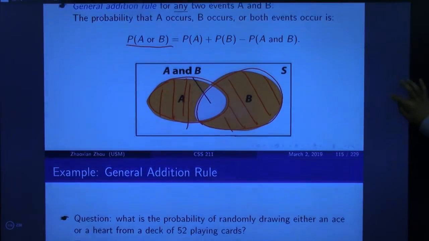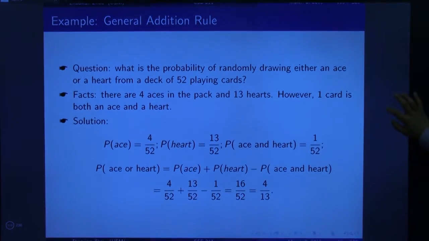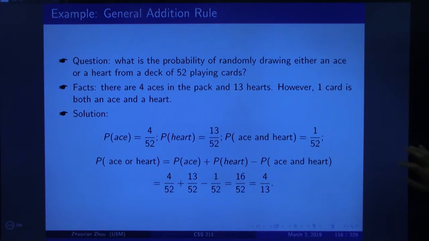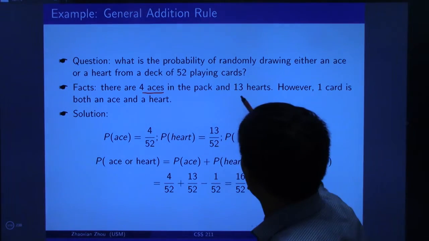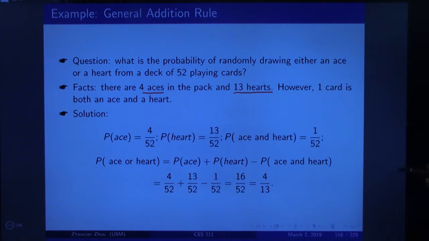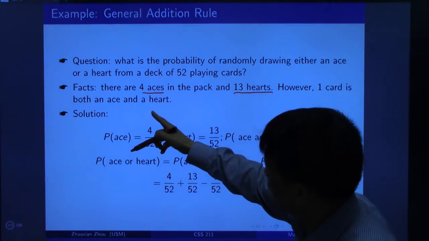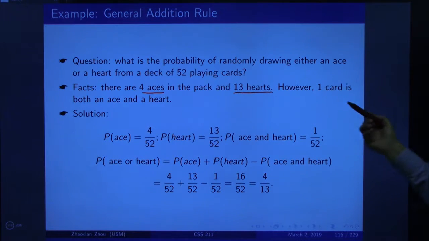We have an example to show how to use this general addition rule. The question is, what is the probability of randomly drawing either an ace or a heart from a deck of 52 playing cards? We have some facts. There are 4 aces in the pack and 13 hearts. However, one card is both an ace and a heart. That is the ace of hearts.